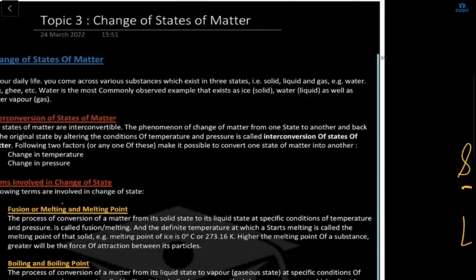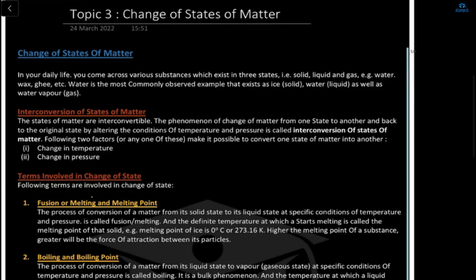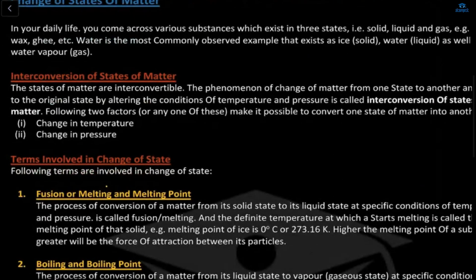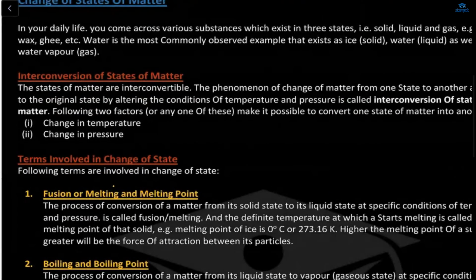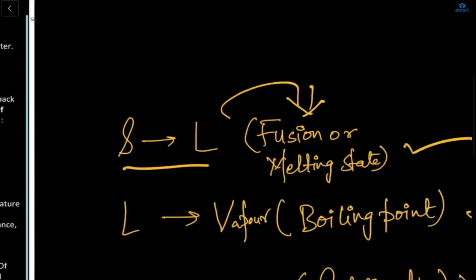Changes of states of matter. What are the changes of states of matter? Can you tell me what the fusion point is? So the fusion point is also known as the melting point. Basically, the temperature at which a solid starts to change into the liquid state is known as the melting point of the solid. So fusion or melting is the conversion from solid to liquid state.